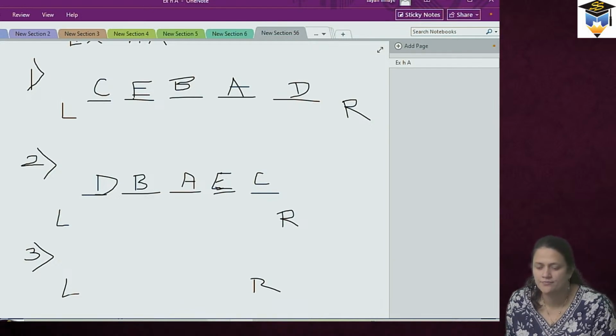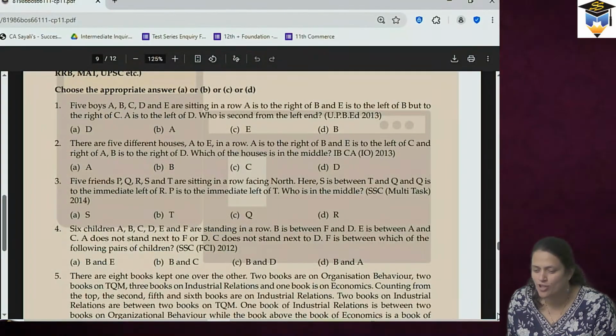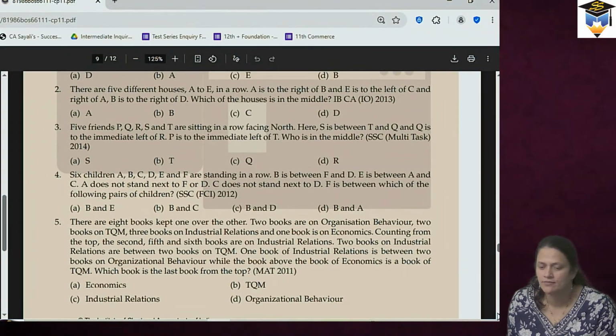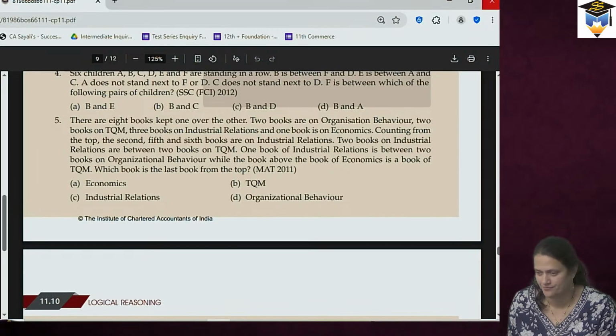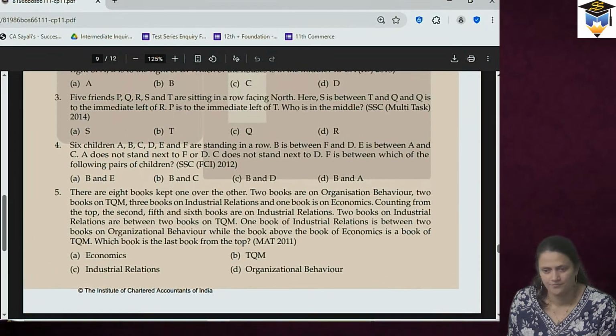Okay. So try to solve up to example number 5. I'll just come.